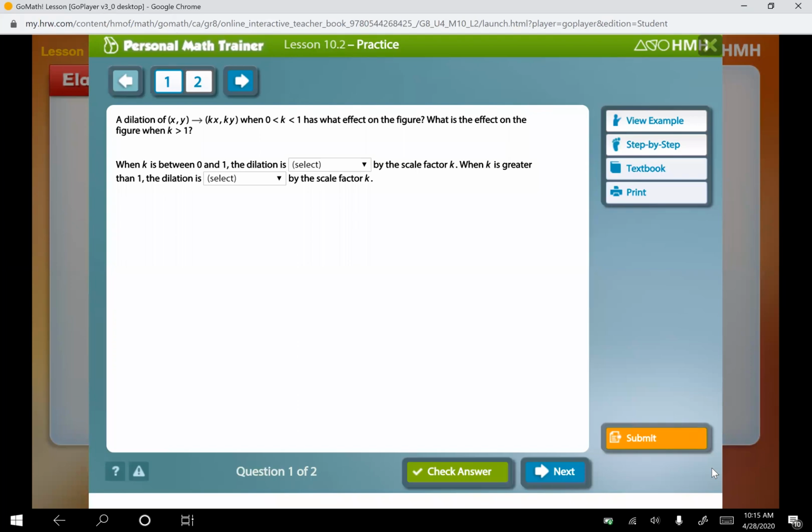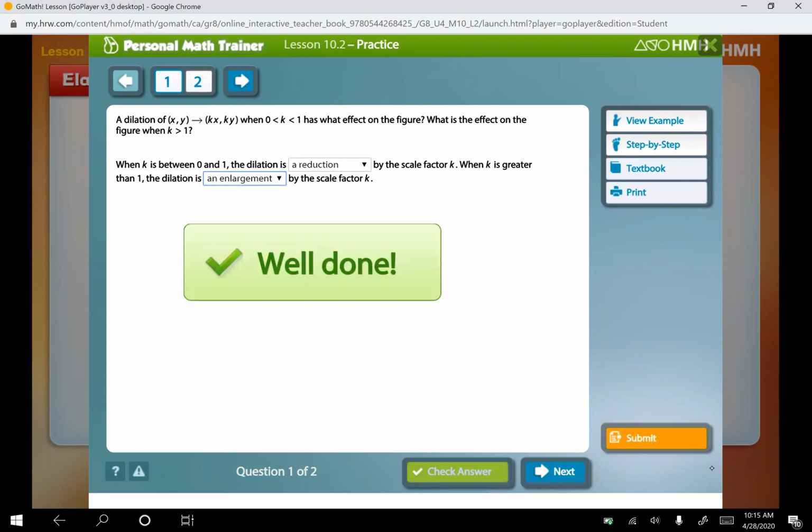When you multiply by numbers between 0 and 1, which means like 1/4, 1/2, 1/3, 3/4, the effect on the figure is that it's going to shrink. That shrink is called a reduction. When the k is greater than 1, then the dilation is going to be an enlargement. Okay, perfect.